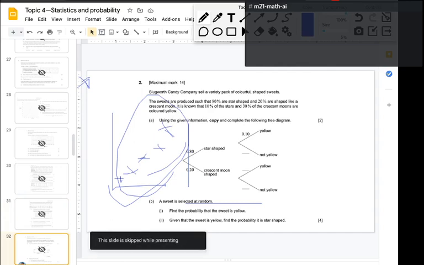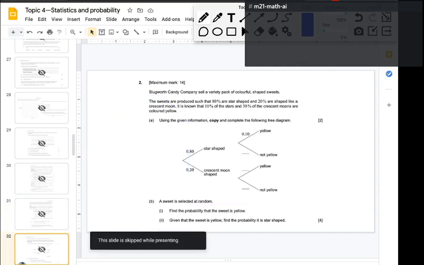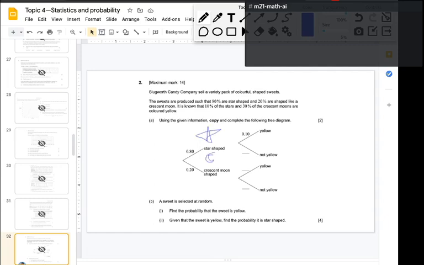Okay, next we have a question of probability. Sweets are produced such that 80% are star-shaped and 20% are shaped like a crescent moon. It is known that 10% of the stars are colored yellow, and 30% of the crescent ones. So you need to copy and complete the following information.